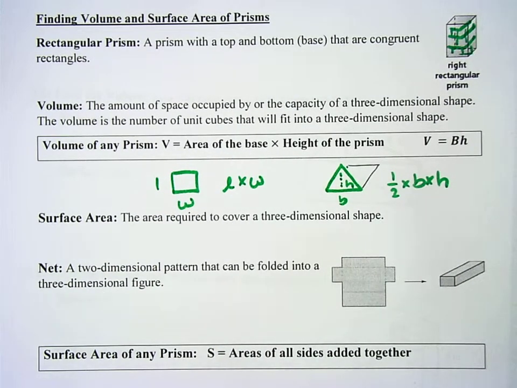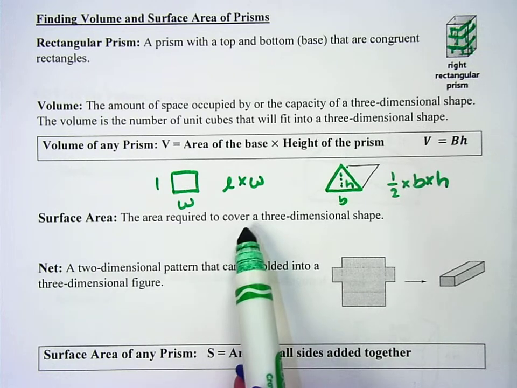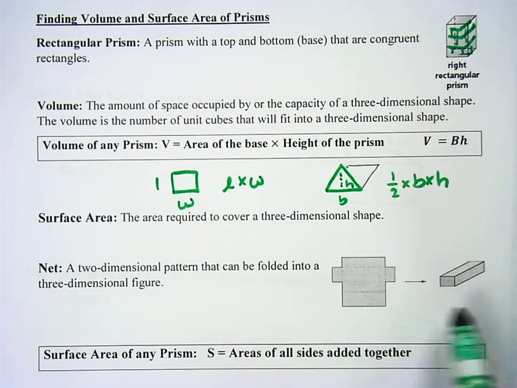To find the surface area, that's how much is needed to cover my shape. So that's the outside casing around my box. The volume was how many blocks on the inside. The surface area is how much cardboard it would take to cover the outside.